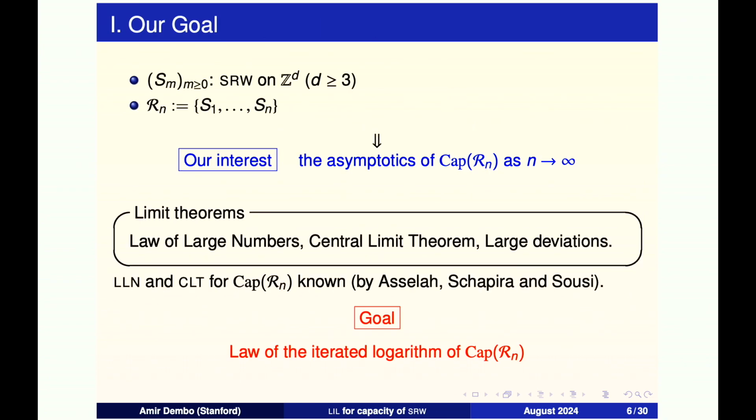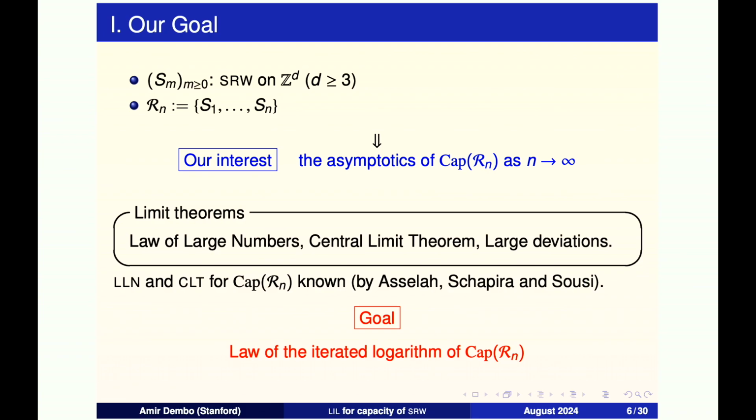Our goal is to study the asymptotics of the capacity, but the capacity of a random set. The random set is going to be the set of points that a simple random walk, a transient simple random walk, is visiting in its first n steps. Right? So it's the range of the random walk. You don't care about the times, but you just look at the capacity of this set, and you are interested in the asymptotics as n goes to infinity.